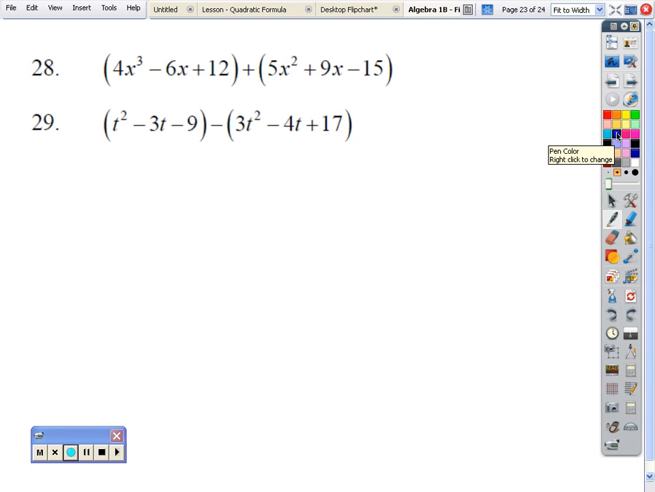So number 28, very similar, though you have to watch out for 28. Because notice that this part is 4x to the third, and this part is 5x squared, and you cannot combine those. So when we write it out, we have to be a little bit careful. In fact, I'm going to leave a space. Look for the 5x squared here.